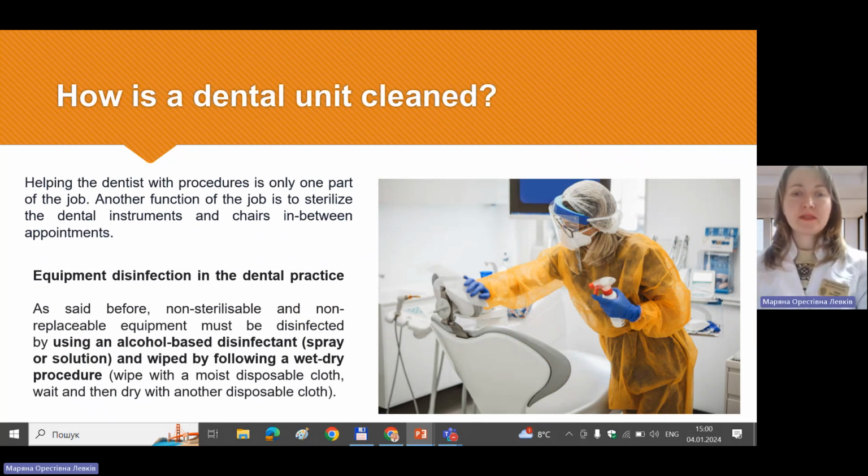How is a dental unit cleaned? Helping the dentist with procedures is only one part of the job. Another function of the nurse is to sterilize the dental instruments and chairs in between appointments. Equipment disinfection in the dental practice is essential. As said before, non-sterilizable and non-replaceable equipment must be disinfected by using an alcohol-based disinfectant, spray or solution, and wiped following a wet-dry procedure. Wipe with a moist disposable cloth, wait and then dry with another disposable cloth.